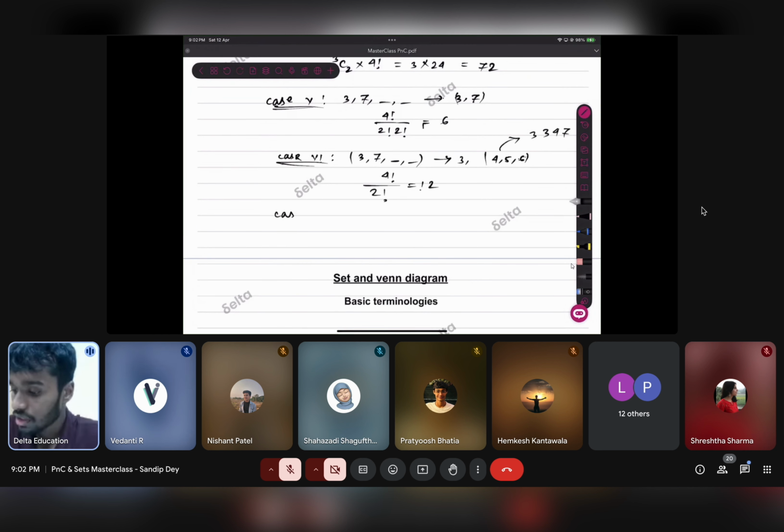And also there is another case, that is if I say I want 3, 7, dash, dash. For the dashes, I am going to have 7 and another number from 4, 5, 6.